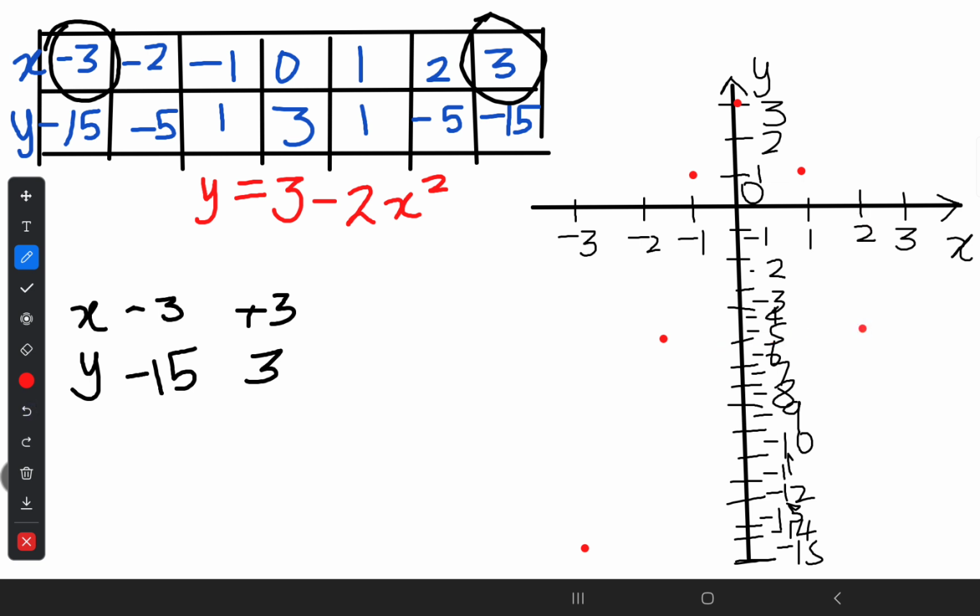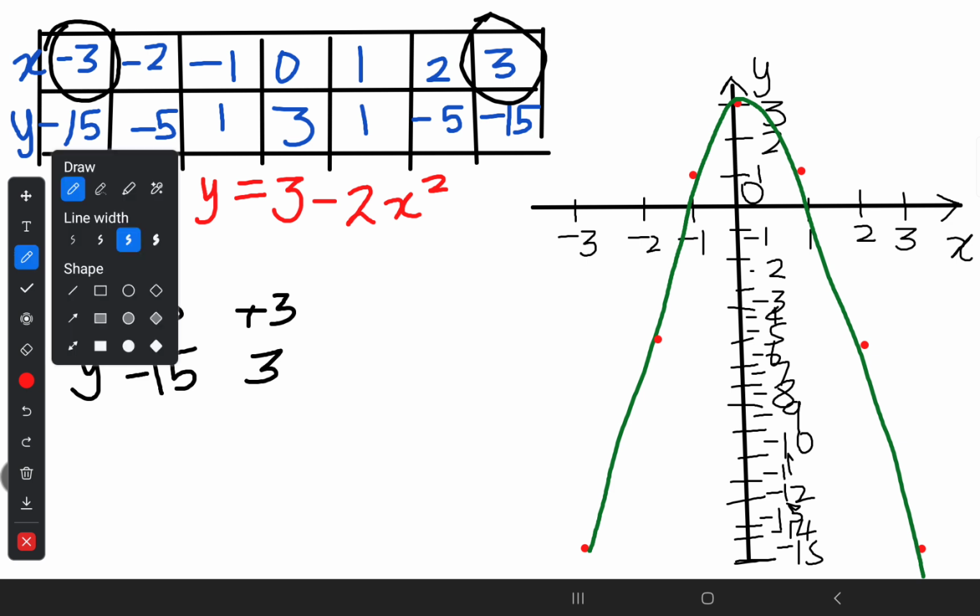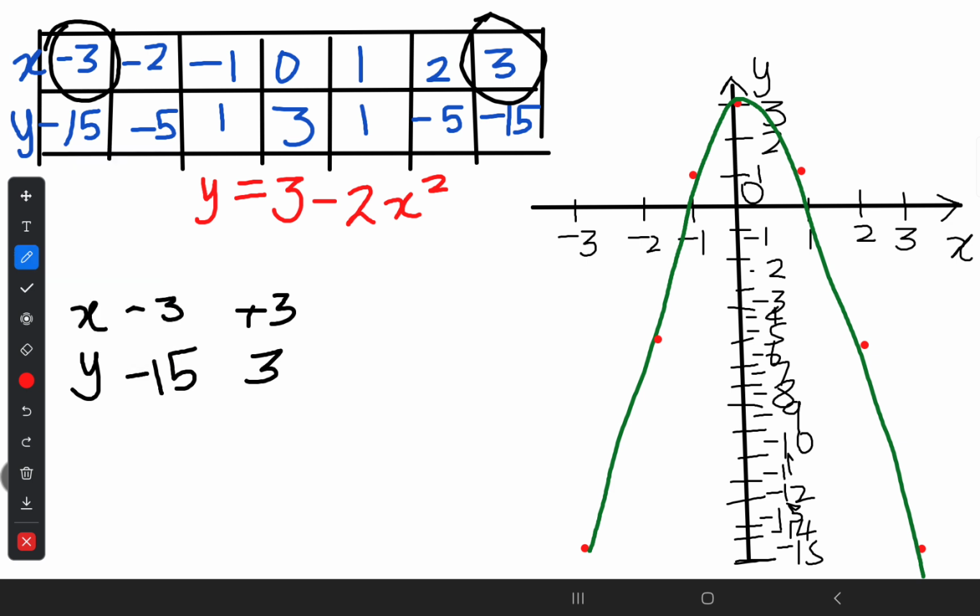It should be symmetrical. Your graph should always be symmetrical. If your points are not symmetrically aligned, just correct it again. When x is 3, y would be negative 15. So let's connect all these points and make a parabola. I have plotted our graph successfully. This is the graph y equals 3 minus 2x squared.